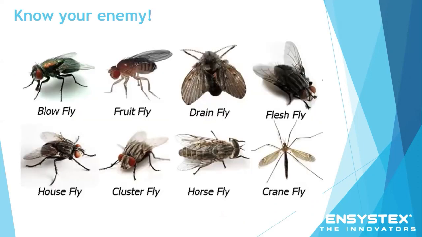So here are your different flies. Blowfly on the left, fruit fly. With decaying fruit and veggies, guess what? You're not going to get your grain fly or flesh fly there. You're going to get your fruit fly. Grain fly, can you guess where you're going to find that one? Standing water, by the drains. You often find them if you do supermarkets and so on, flying around. Flesh fly, guess where we're going to find that one? Meat, blood. House fly, cluster fly, horse fly, and then the crane fly.